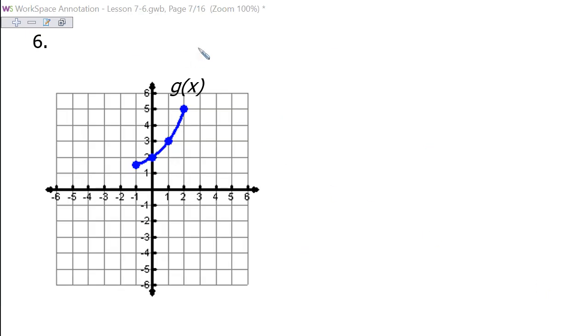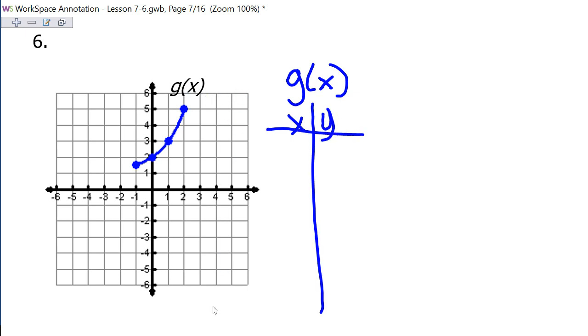Okay, again, I'm going to write down the points for g of x. I'll do it point by point, starting with the left point. What's the x value for that point? -1, and the y value is 1.5. The next point, what is the x value? 0, and the y value is 2. What is the next point? 1, 3. What is the next point? 2, 5.